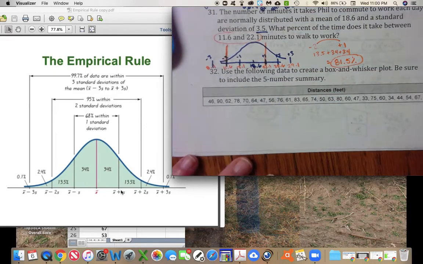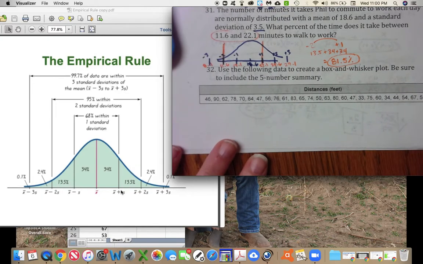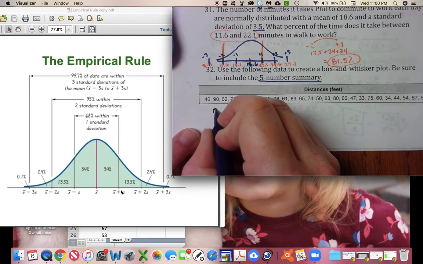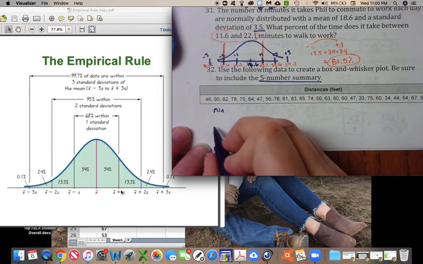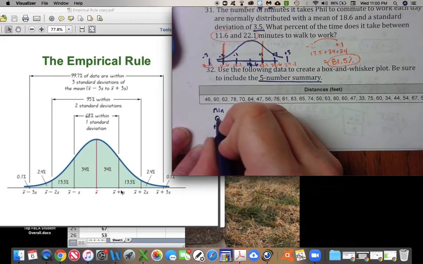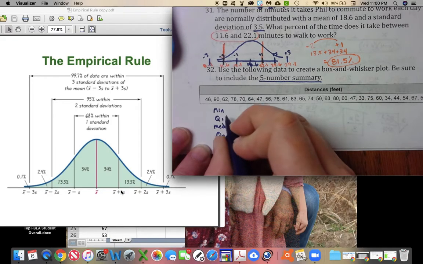Number 32. Use the following data to create a box and whisker plot. Be sure to include the 5-number summary. Our 5-number summary is going to be your minimum and your maximum, those are my first and fifth numbers. Then we need a median, and we need a quartile 1 and a quartile 3. Those are the 5 numbers that we need.